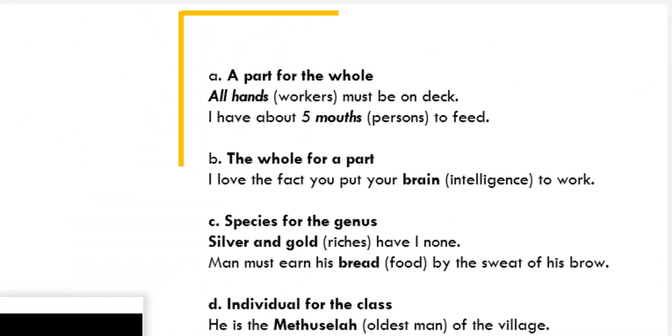The first has to do with a part for the whole, where we have all hands, that is, all workers must be on deck. All hands must be on deck, actually. I have about 5 mouths to feed, meaning 5 persons.